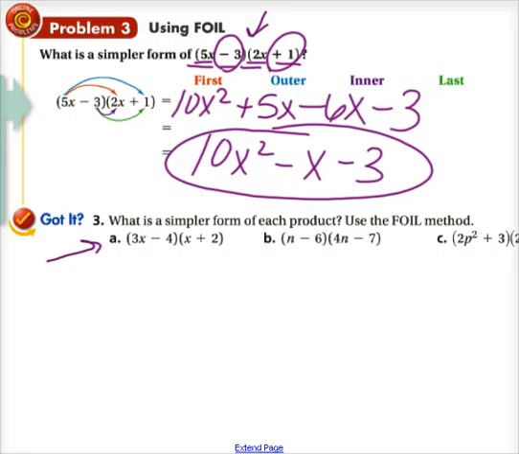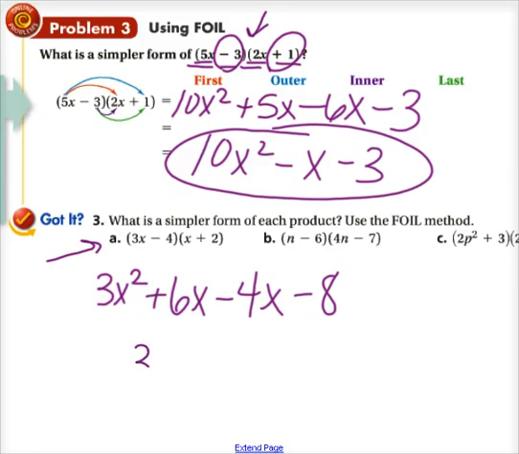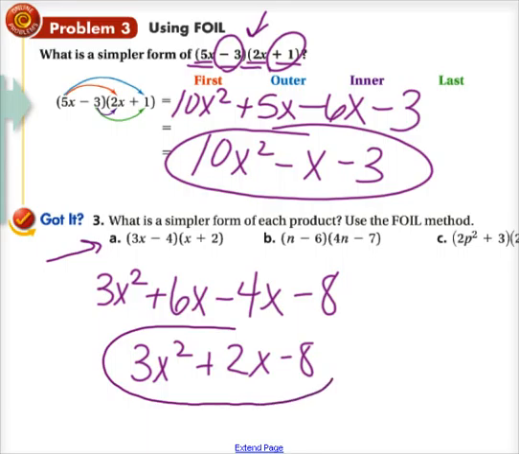First, 3x times x, 3x squared. Outside, 3x times 2, plus 6x. Inside, negative 4 times x, negative 4x. Last, negative 4 times 2, negative 8. Combine like terms. The more problems you do, the easier this will be, and you'll become very fast at it. So that is the FOIL method.